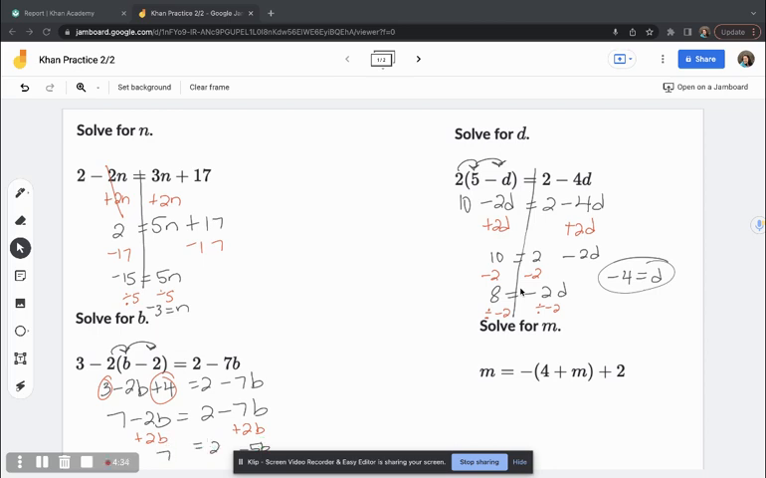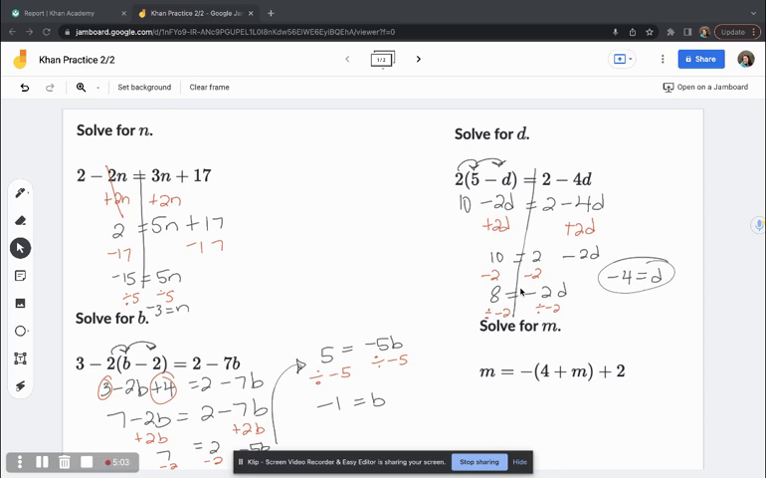And then I'm going to subtract 2 on both sides. And I'm going to come up here. So 7 minus 2 is going to give us 5 equals negative 5b. And then I would divide by negative 5. And that is going to give us negative 1.